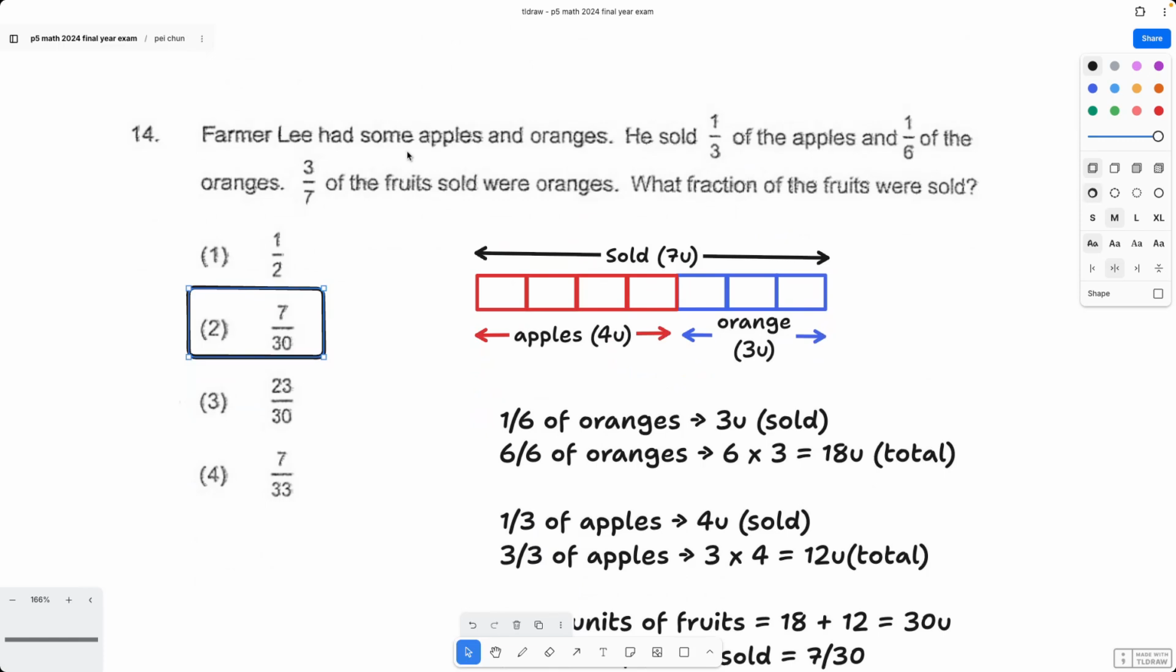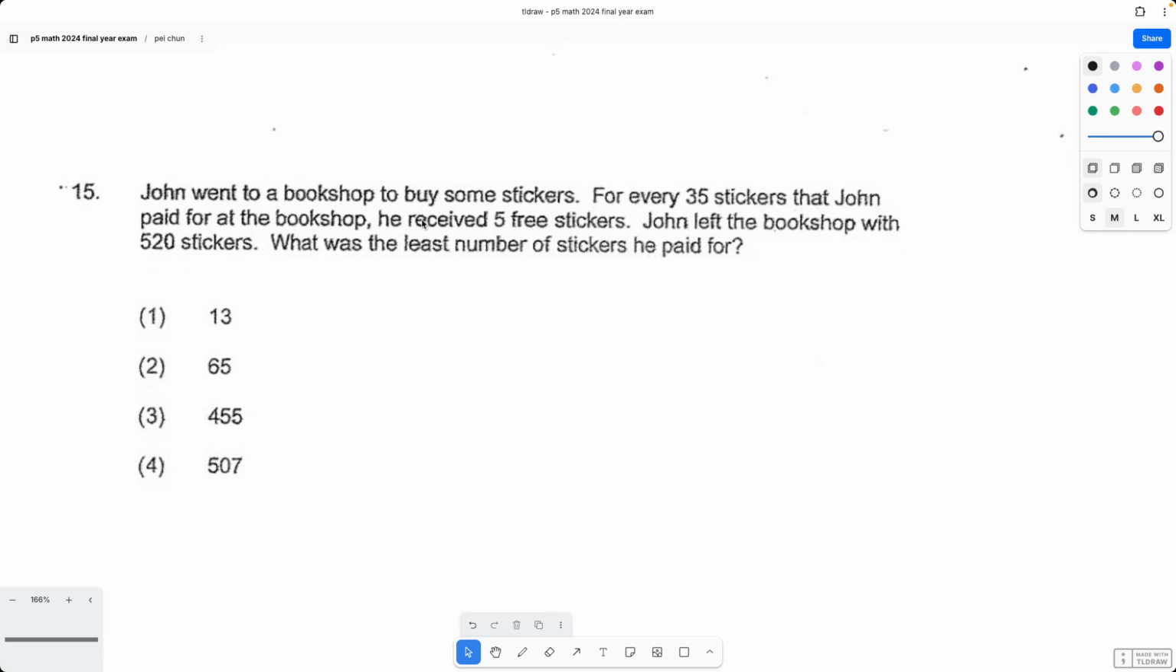All right. And lastly, let's move on to question number 15. John went to a bookshop to buy some stickers. For every 35 stickers that John paid for at the bookshop, he received 5 free stickers. John left the bookshop with 520 stickers. What's the least number of stickers he paid for? So first, basically, one group of stickers is equal to 35 plus 5, equal to 40 stickers.